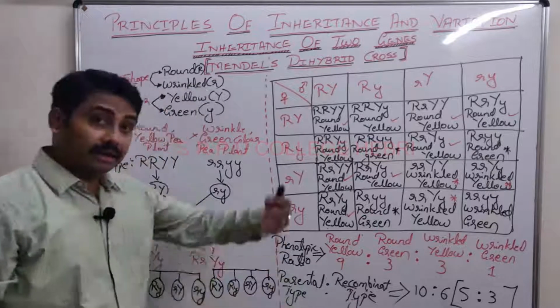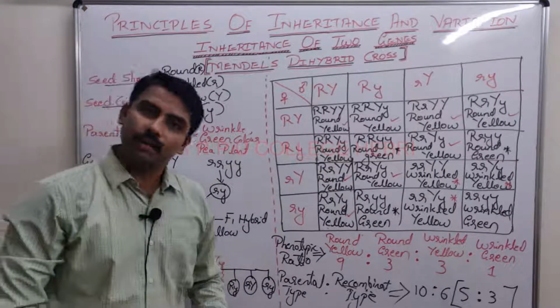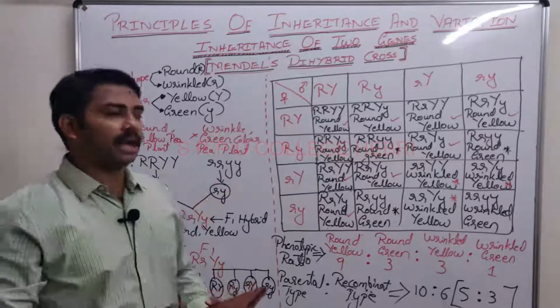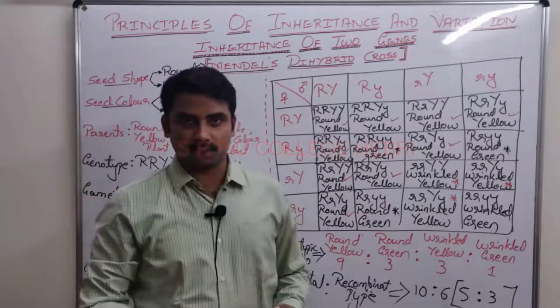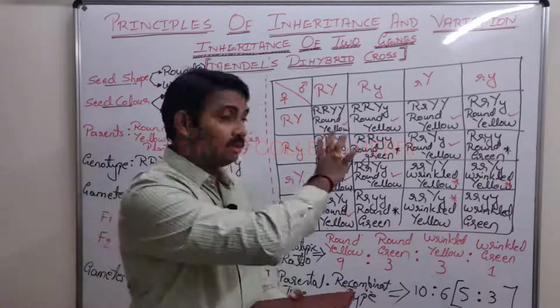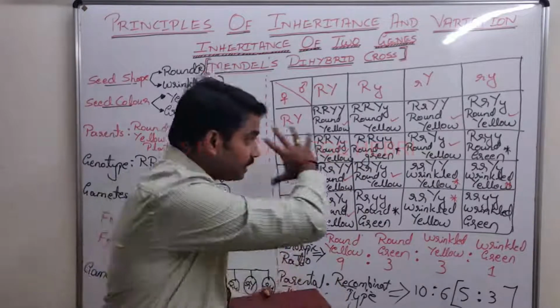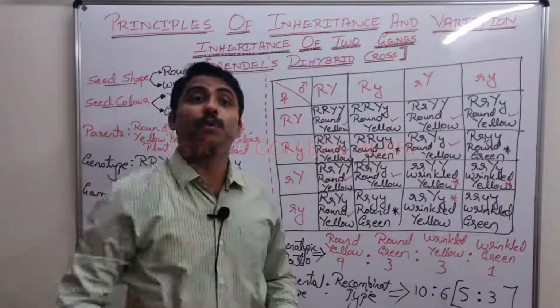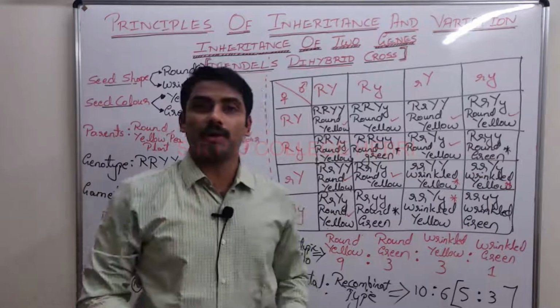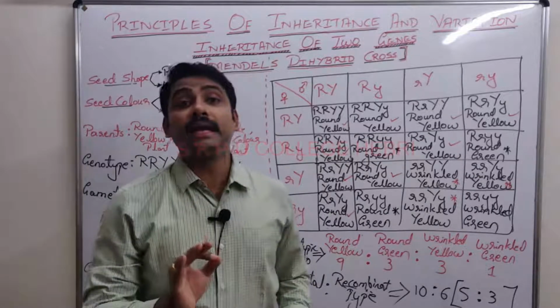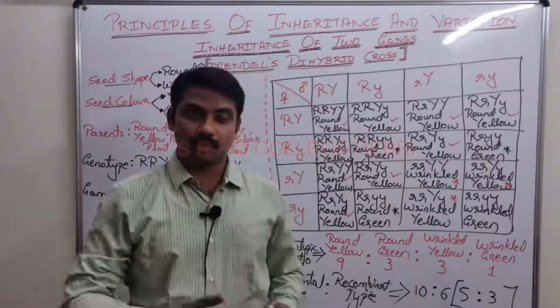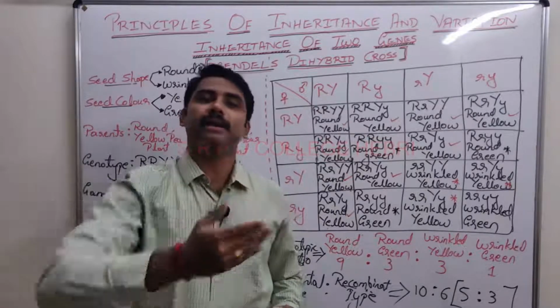After that, write the explanation that I have just now dictated. So this is all about Mendel's dihybrid cross. Based on this observation, he proposed a law, and it is called the law of independent assortment. About this, I will discuss in my next session.